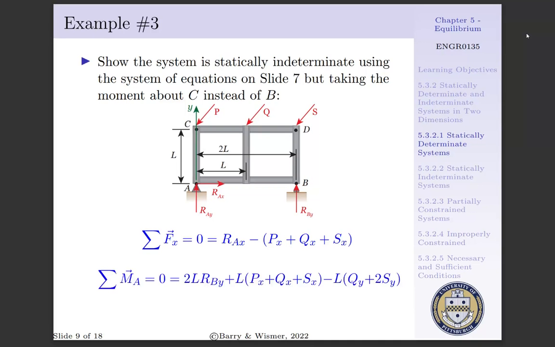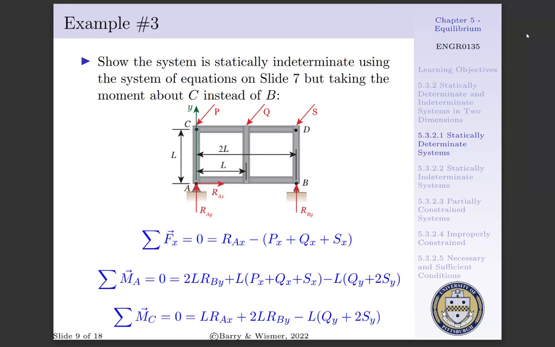When we take the summation of moments about point A, we arrive at the same equation we had before: 2L times RBY plus L times the quantity Px plus Qx plus Sx minus L times the quantity Qy plus 2Sy. We can solve for RBY directly from this equation. If we take the summation of moments about point C and set this equal to 0, we see that Ray does not contribute, but Rax and RBY do. We would have Rax acting on a moment arm of L, which creates a counterclockwise rotation, RBY acting on a moment arm of 2L, which creates a counterclockwise rotation, and we'd have Qy and Sy acting on moment arms of L and 2L respectively, which create a clockwise rotation.